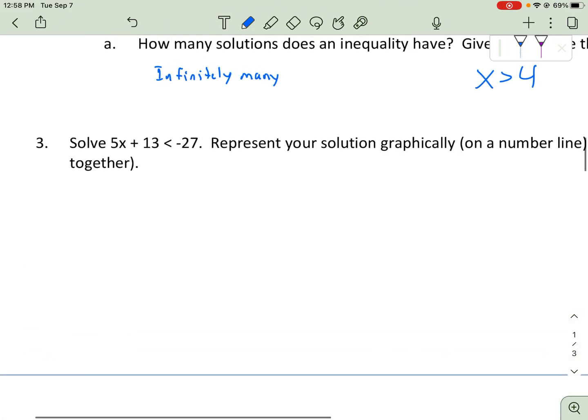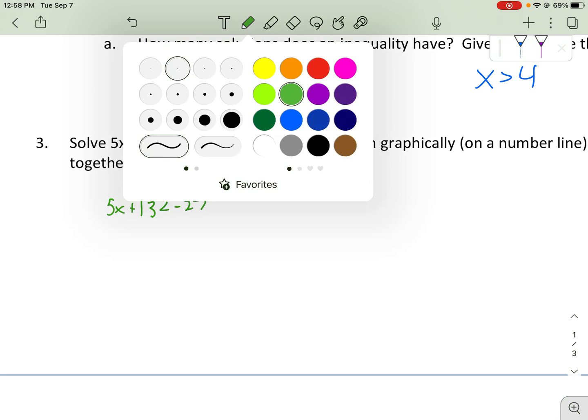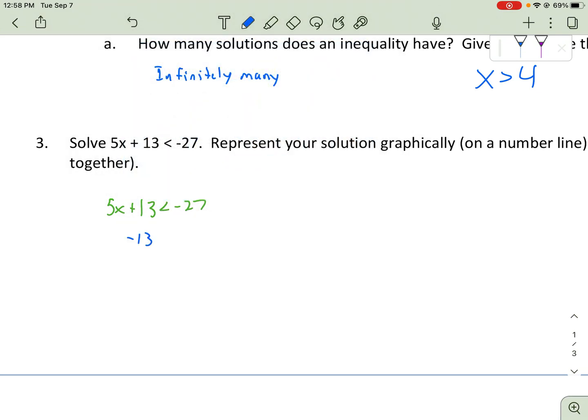Looking at number 3 here. So starting with 5x plus 13 is less than negative 27. Just like with an equation, subtract 13. We get 5x is less than negative 40. Divide by 5. And you get x is less than negative 8. Now notice here, we did not divide by a negative. We divided both sides by 5.